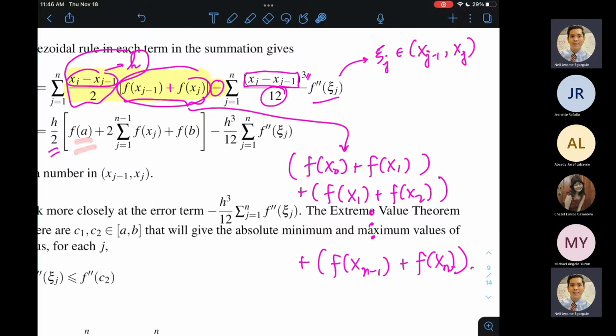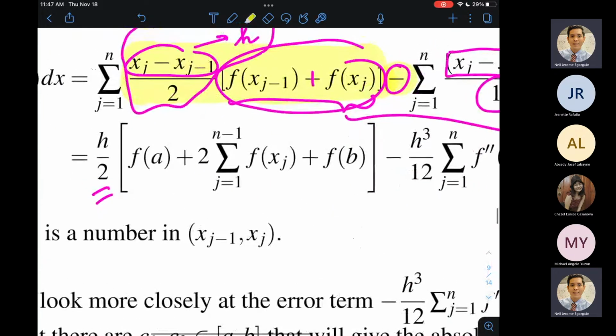So natira siya dyan. Tapos, f of x sub 1, may dalawa. So magkakaroon tayo ng twice f of x1 plus meron kang f of x2 rito, pero yung susunod na term dito ay f of x2 rin. So we'll have twice f of x2 and so on. Hanggang yung nandito ay f of x sub n minus 1. May isa ka pang f of x sub n minus 1. So that will give us twice of f of x sub n minus 1. Alright? Tapos nag-iisa lang yung f of x sub n. Alright? And f of x sub n is essentially equal to f of b. Alright? So that's the reason why we have this formula now.